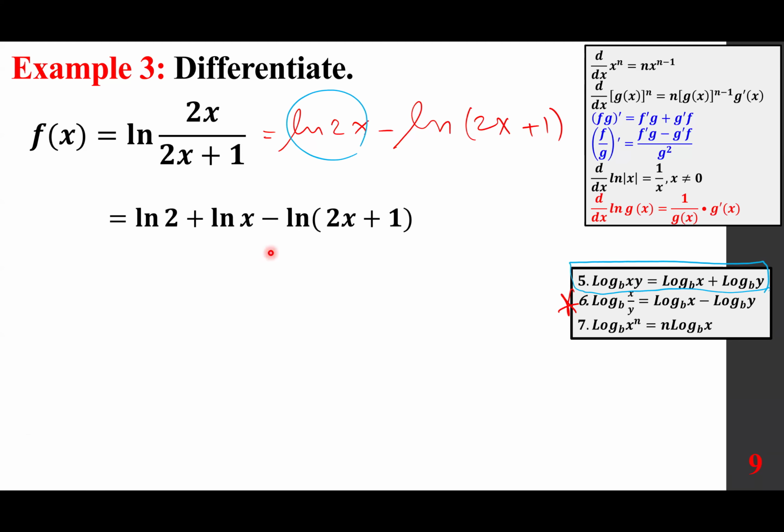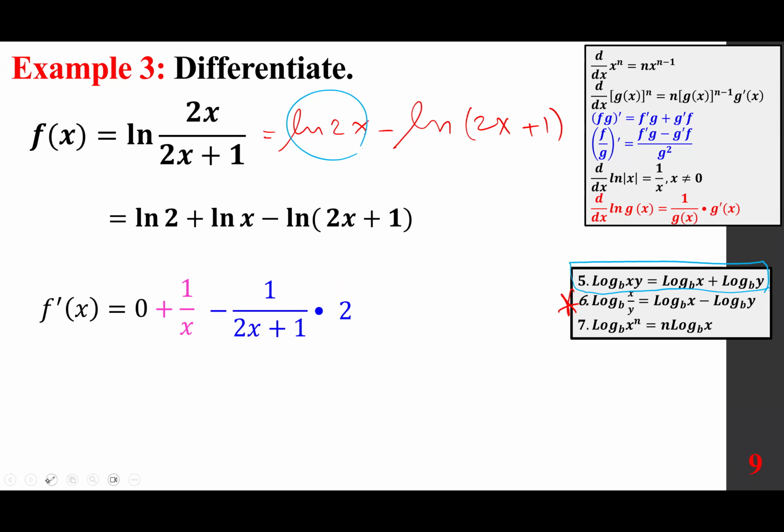So I want to differentiate. Now, ln 2 is a number, so the derivative is 0, and ln x is 1 over x. So ln 2 gives you 0, ln x gives you 1 over x. And this one is minus ln of g of x: 1 over g of x, flip it over, 1 over 2x plus 1, and g prime, the derivative, is 2.